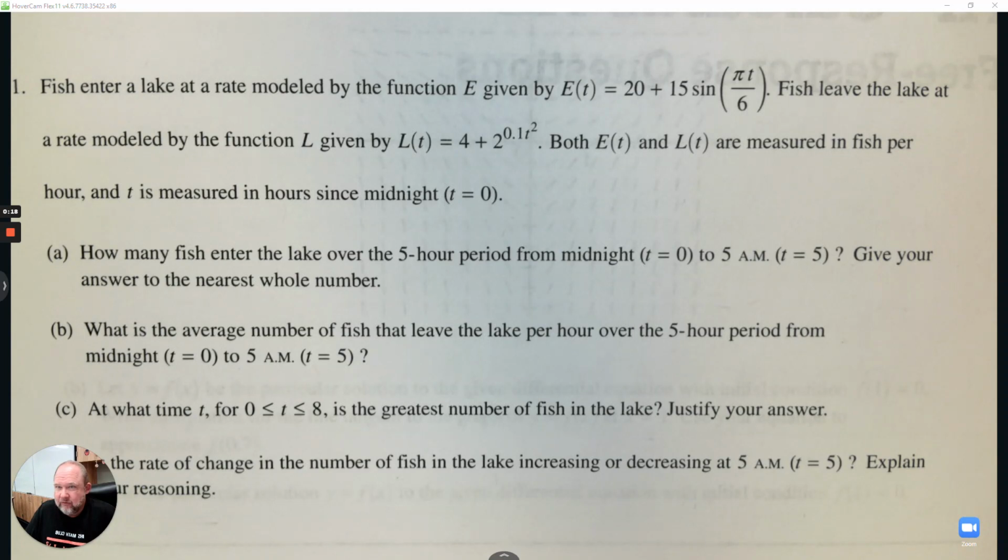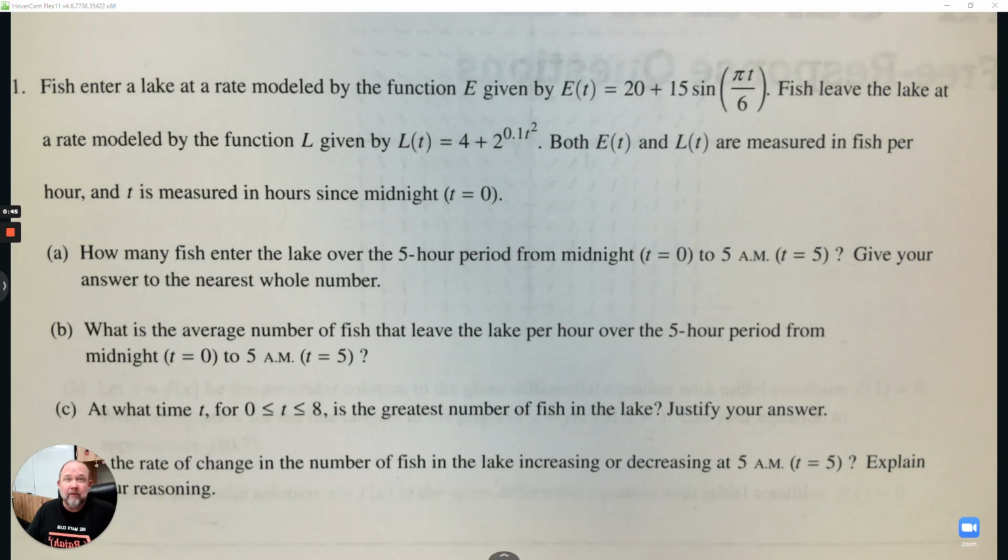So fish enter a lake at a rate given, and you have an equation for the rate of fish entering in, and then fish are leaving the lake and they're modeled by a different equation. I want you to recognize this is a common type of FRQ where you have a rate of something that's going in and a rate of something leaving. It could be fish, people, sand, whatever it is. Both those equations are measured in fish per hour, and t is measured in hours since midnight.